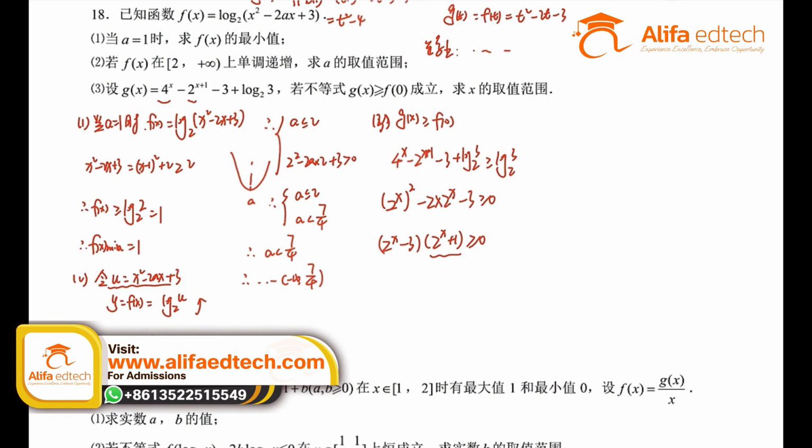Okay, so in that case, what do we need to ensure? We just need to ensure that 2 to the power of x minus 3 is what? Greater than or equal to 0. That's all. That means 2 to the power of x is greater than or equal to 3. And x just needs to be greater than or equal to log base 2 of 3.